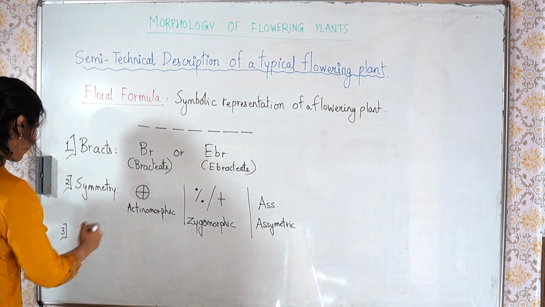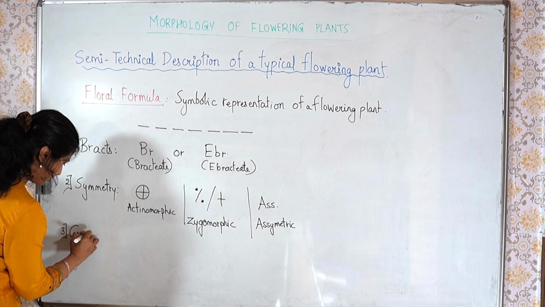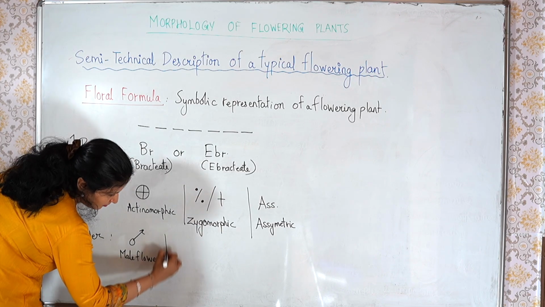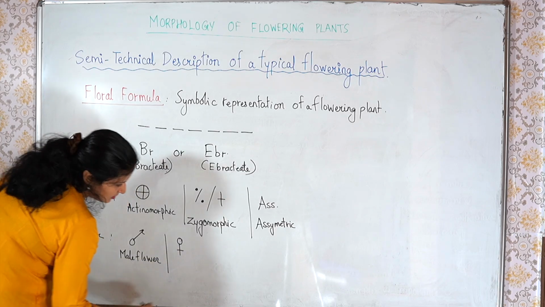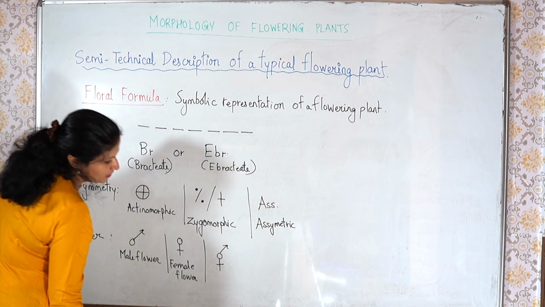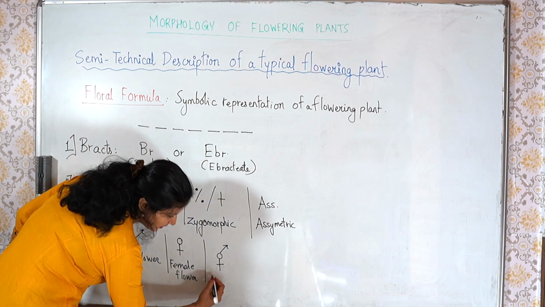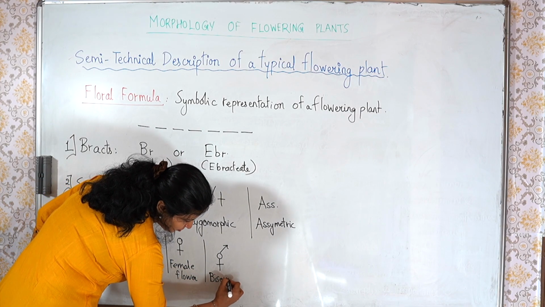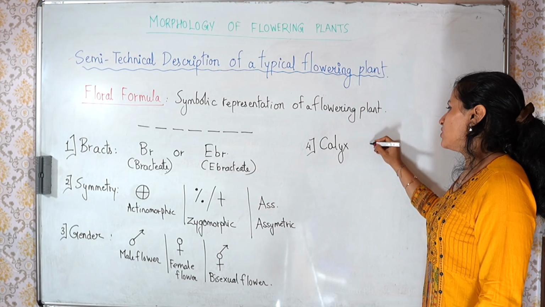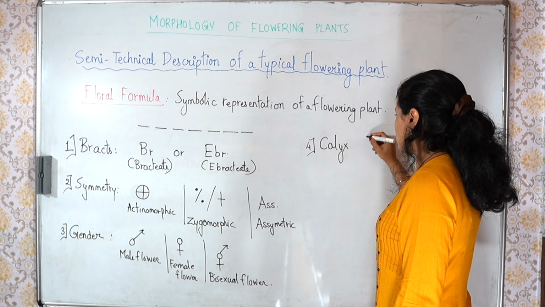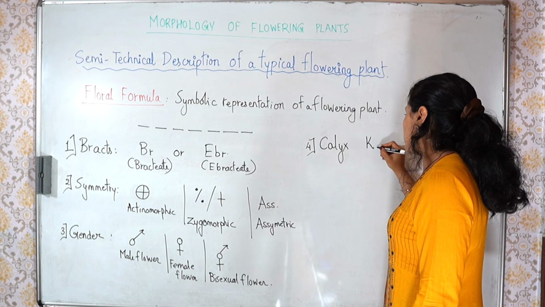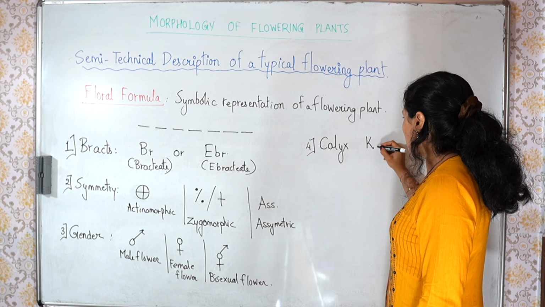The third thing that we need to write over here is the gender of the flower, whether it is a male flower, which is represented by the male symbol. If it is a female flower, then we use the symbol for the female. If it is a bisexual flower, then we use a combination of both male and female symbols, that is this, bisexual flower. Next is the floral whorl calyx. The symbol used for representing the calyx is capital letter K. Now the number of the sepals will be written in the form of a subscript under this capital letter K.